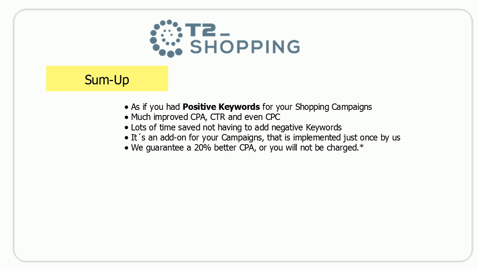So let's sum up. What are the advantages of T2 shopping? First, you have positive keywords for your shopping campaigns, meaning that you don't need to create lots of negative keywords anymore. Also, you have a much improved CPA, cost per conversion, and CTR, because your products are more adequate for the search terms that they are shown for, and even the CPC for the same reason. So you have a lower CPC. You save a lot of time that you would normally have to spend on adding negative keywords.